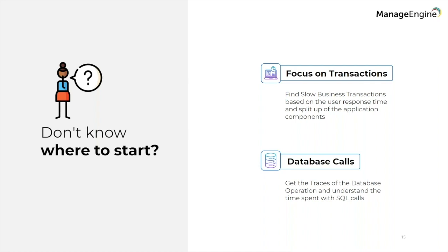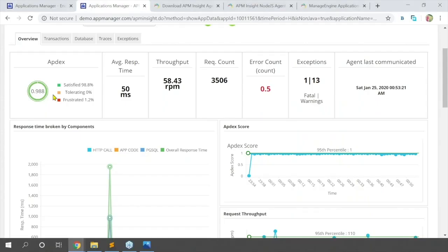So find the slow business transactions based on the user's response time and the database calls. You can get the trace of the overall database operation and understand the time spent on specific SQL calls. So that's an important metric. So let's see how you can troubleshoot your application performance using APM Insight.